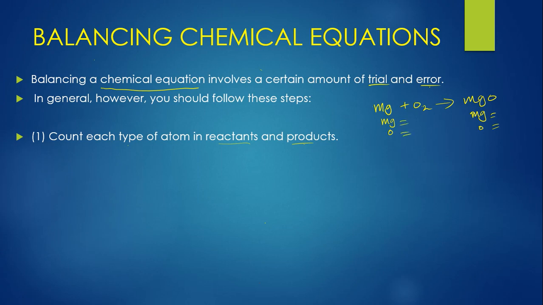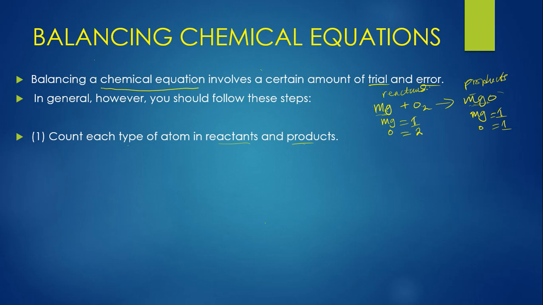Note that this is the reactant part and this is the product part. Then you need to count the number of atoms for magnesium on your reactant part. Here we are having 1. For oxygen there is a 2 down, so it's 2. On the product side, you're having 1 atom of magnesium, and oxygen also 1, since there's no number down there. That's the first thing you're supposed to do: count each type of atom in reactants and products.